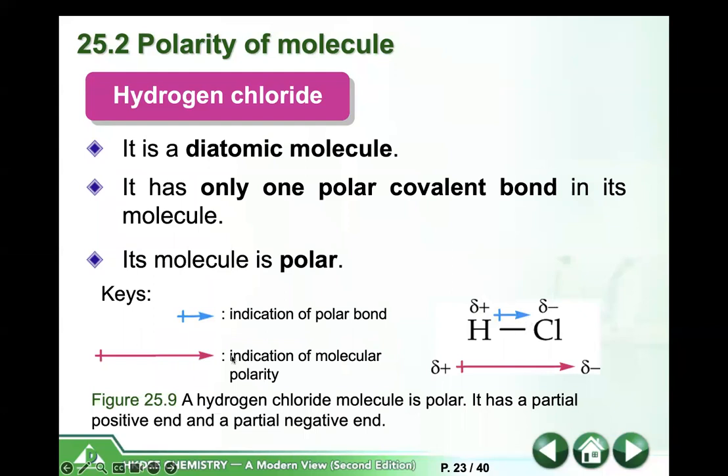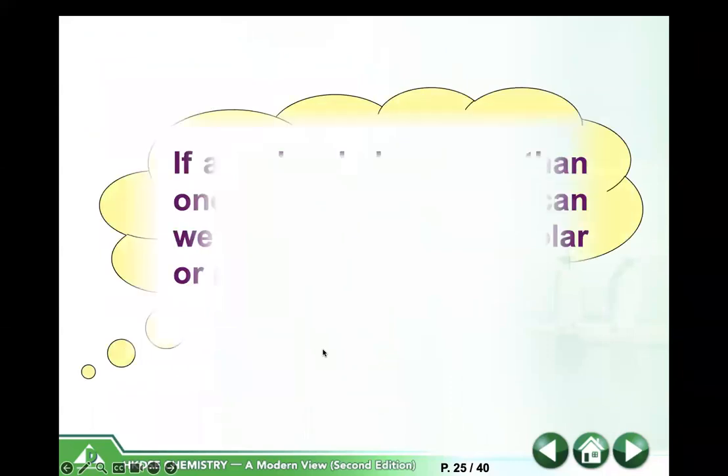Well, this is also a bigger red arrow, and then the delta positive and delta negative indicate the molecular polarity. That is where the delta positive is and where the delta negative is. So this is the key.